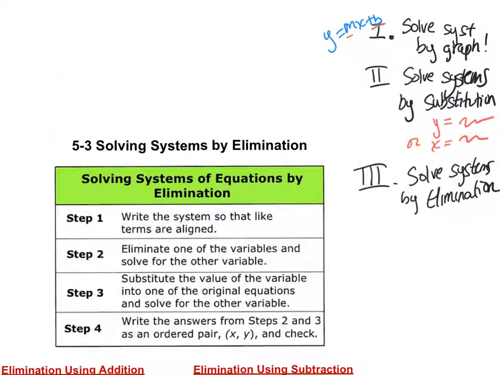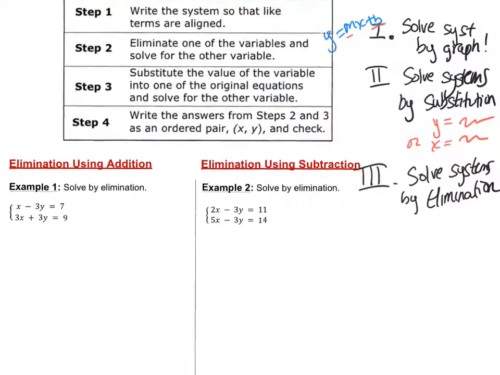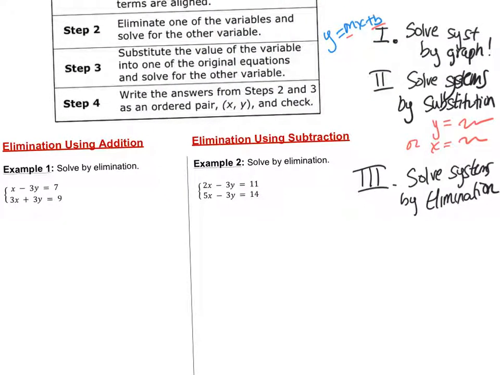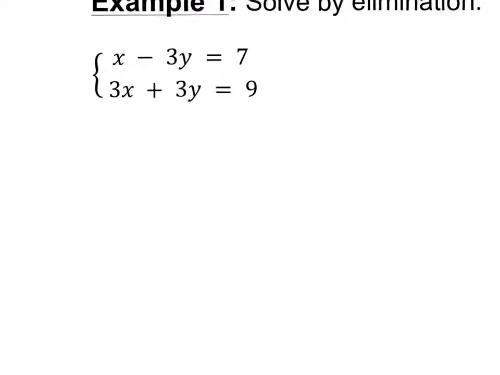So these are the steps for solving systems of equations by elimination. The first thing you do is you write them so that the terms are aligned. You eliminate, get rid of, that's what elimination means, one of the variables and solve for the other variable. Then you substitute the value back in, and then you write the answers as an ordered pair. The purpose of elimination is to get rid of one of the variables so that you have just a one variable equation. And when you have a one variable equation, the good thing is that then you can just solve it, because it's easy to solve a one variable equation.